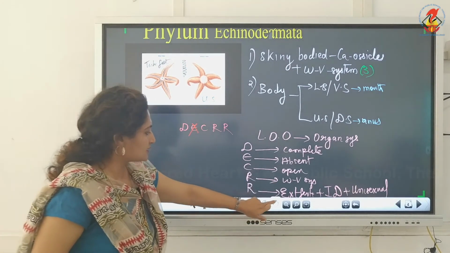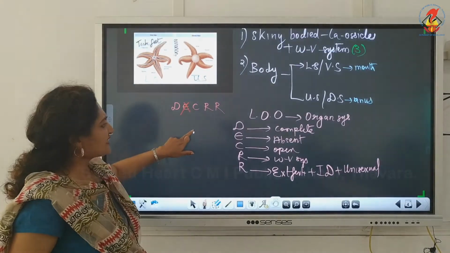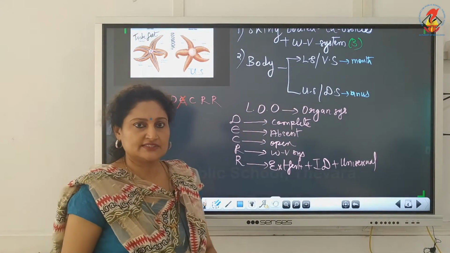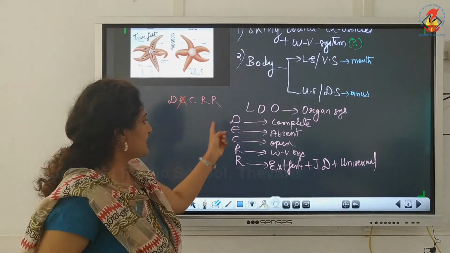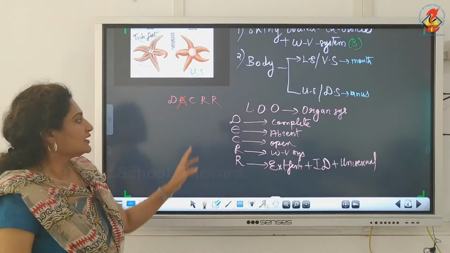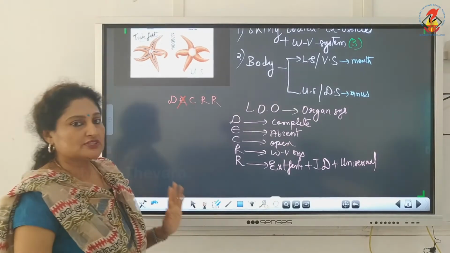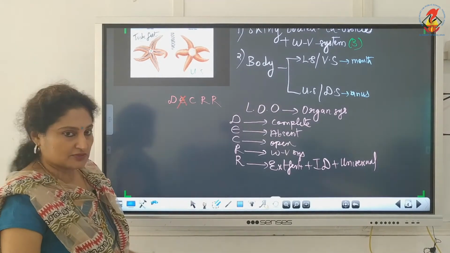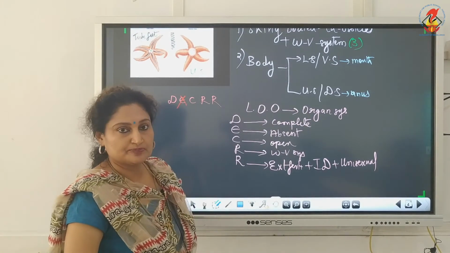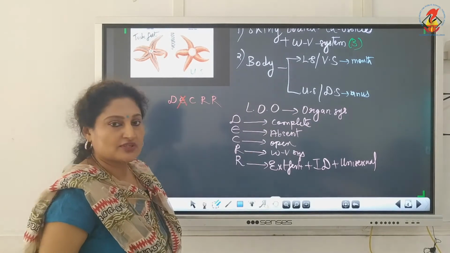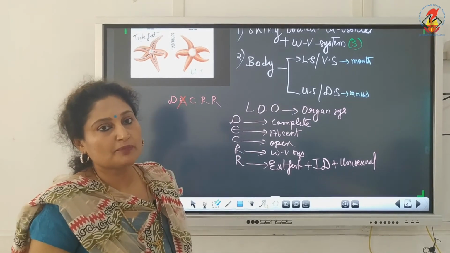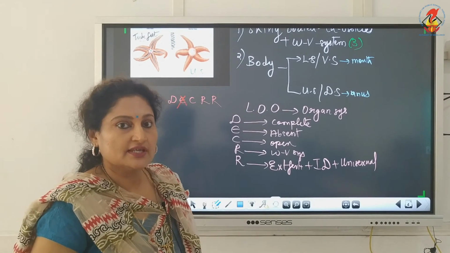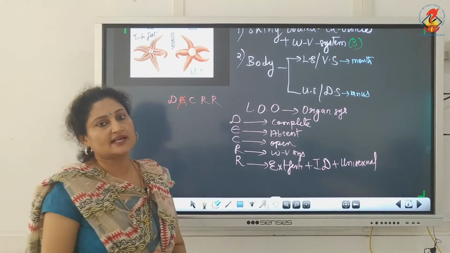Now, this phylum shows the organ system level of organization. So, we are analyzing the different systems. Digestive system is complete with 2 openings, mouth and anus. Excretory system is absent. Circulatory system is open. Then respiration is by the water vascular system. And lastly, talking about the reproduction, external fertilization, indirect development, and the sexes are separate.